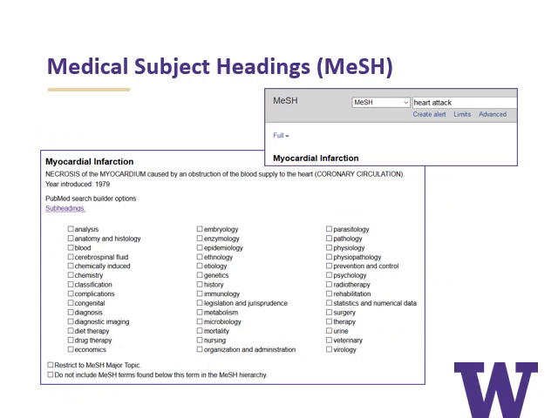This is the MeSH entry for myocardial infarction. The MeSH database defines what the term is and lists a variety of subheadings that I can choose from if I want to restrict my search to one of the areas listed. Note that I entered the words heart attack into the database, and MeSH automatically took me to the controlled vocabulary term of myocardial infarction.